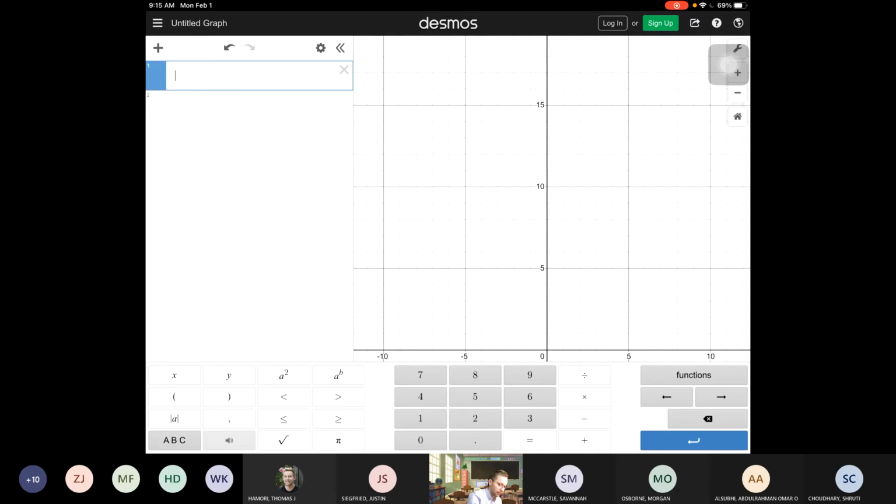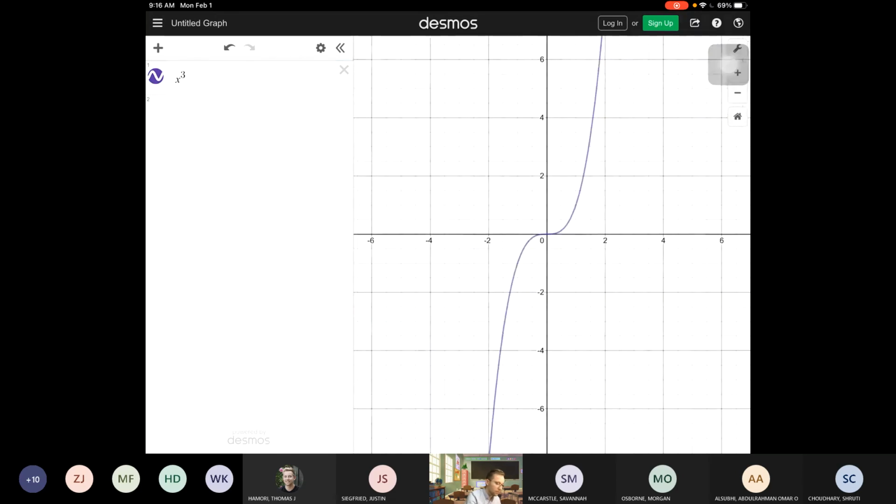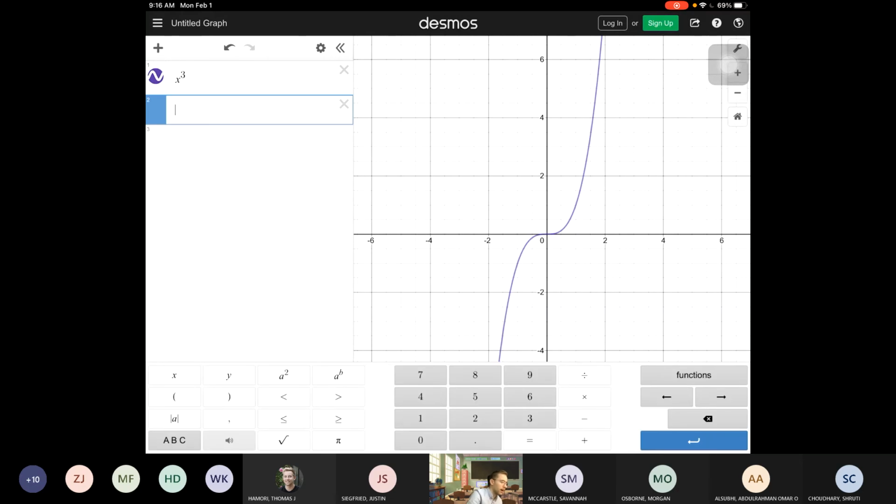Running out of ideas here. How about x cubed? Let's try just x cubed for the time being. And now what we want to do is try multiplying by some number on the inside.